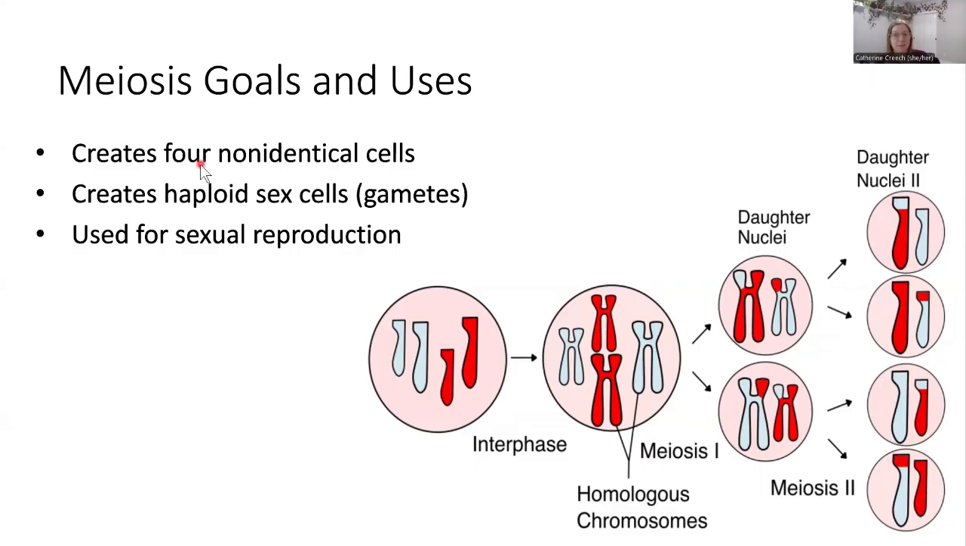In other organisms, they're called different things. Like in fungi, they're called spores. And in plants, it's called pollen and ovules. But overall, these are the cells that are going to be used for sexual reproduction.